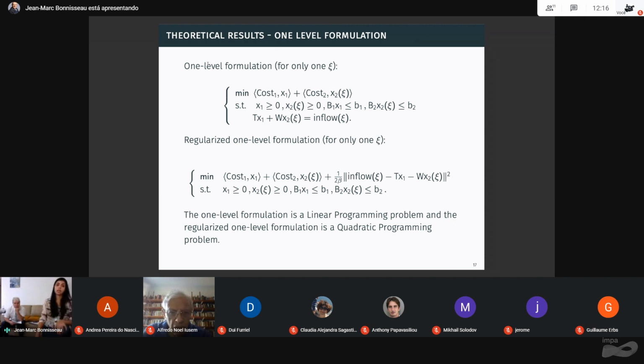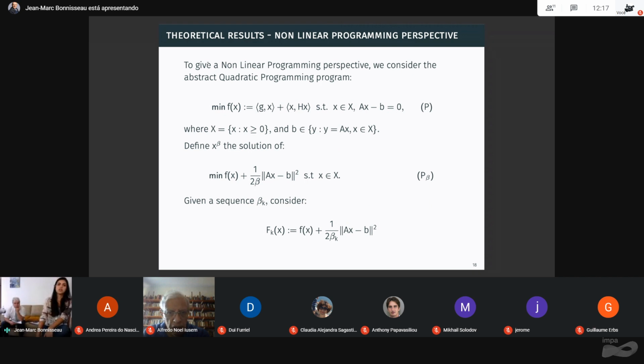So we recall the one-level formulation for one psi. It is a linear programming problem, and the regularized one-level formulation is a quadratic programming problem because of this quadratic term in the objective function. To give a nonlinear perspective of the problem, we consider the abstract quadratic program. Here we aim to minimize f of x, where f has a linear part, the scalar product of g and x, and a nonlinear part, the scalar product of x and hx, for x in X and Ax minus b equals 0.